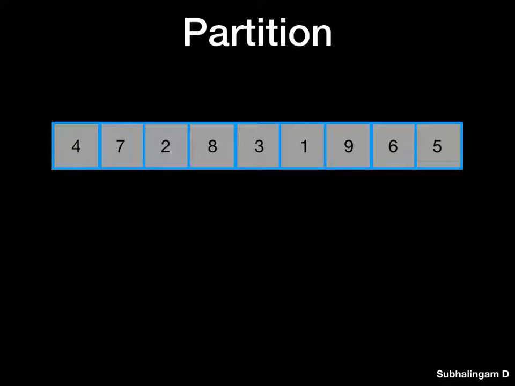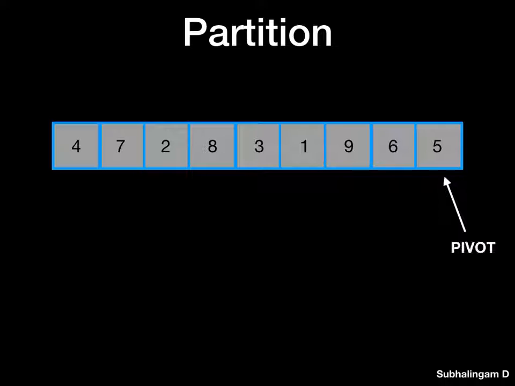Hi, in this video we will look into quicksort, shortly known as qsort. In qsort, the first thing we should do is partition. So what is a partition? As the name says, the aim is to split the list into two halves. So how do we do it?